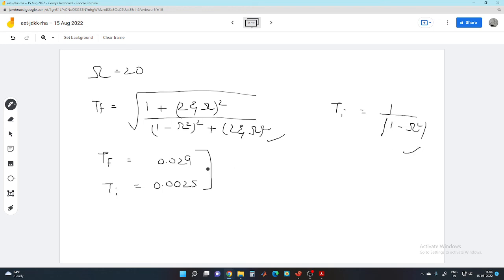So now here is one interesting thing. If you see, the transmissibility in the inertia dominated region is actually increasing with addition of damping. So this is one very important thing to notice here. If you are working in the inertia dominated region, then to reduce transmissibility, it is a very bad idea to add damping. It will actually increase the transmissibility.